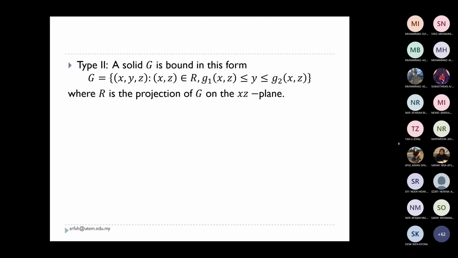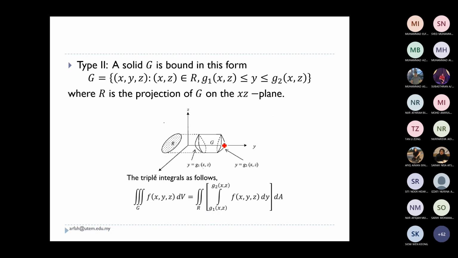And we have gone through also type 2, if a solid G is bounded in the form by which it will be lying down on the axis of X and Z. So we have Y as the one that will be in terms of X and Z, and R is the projection of G on the XZ plane. So the triple integral will be shown in the figure below.